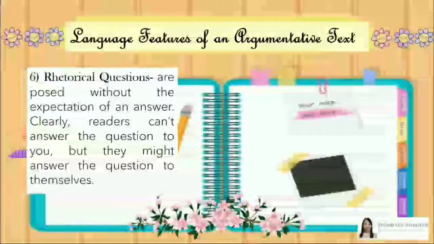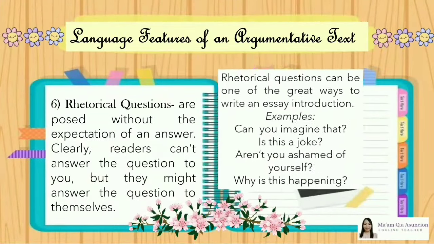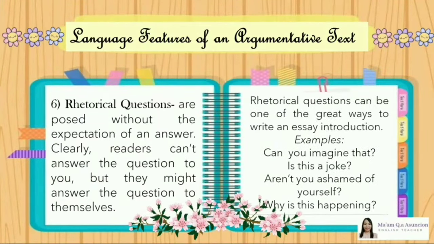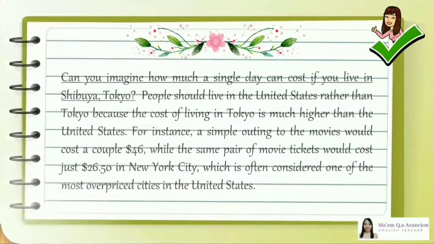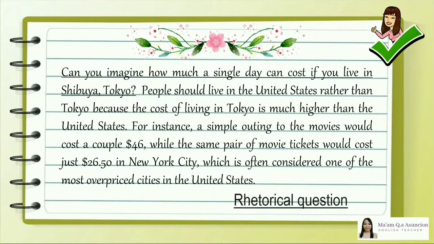Number 6. Rhetorical questions are posed without the expectation of an answer. Clearly, readers can answer the question to you, but they might answer the question to themselves. Rhetorical questions can be one of the great ways to write an essay introduction. Examples: Can you imagine that? Is this a joke? Aren't you ashamed of yourself? Why is this happening? This is an example of an argumentative with rhetorical question.